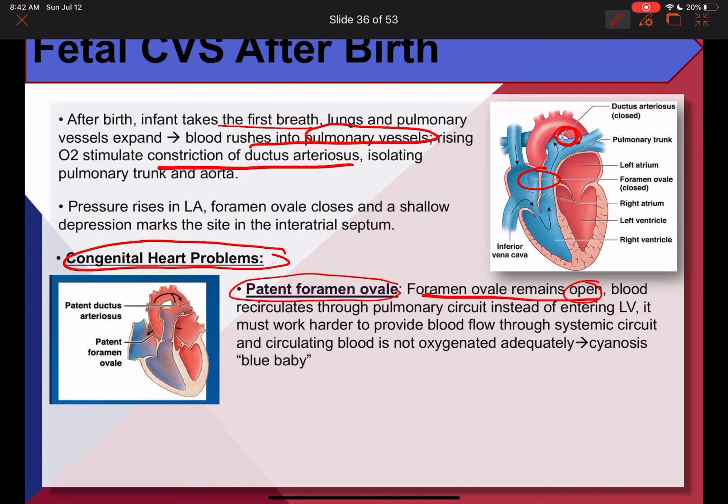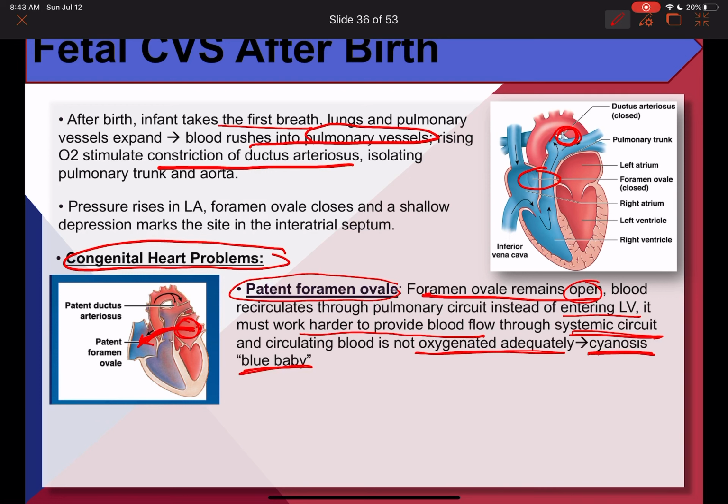Blood then recirculates through the pulmonary circuit instead of entering your left ventricle. Your heart ends up having to work harder to provide blood flow through the systemic circuits, because blood from the left atrium goes back into the right atrium. The circulating blood is not oxygenated adequately because of this backflow, and you would end up with cyanosis, which we talked about for the integumentary system, resulting in what we call a blue baby.